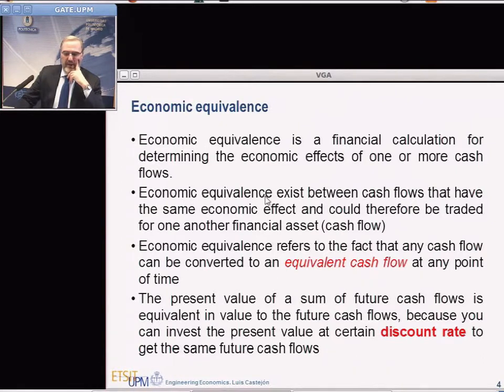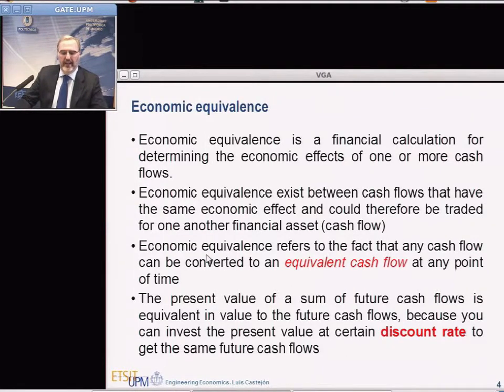We say that economic equivalence exists between cash flows that have the same economic effect. So we are presented with two different cash flows, and we have to decide which one is better for us. We will be indifferent when they have the same economic effect. Or if one has a different or better economic effect, we will trade with that financial asset, with that cash flow, instead of the other.